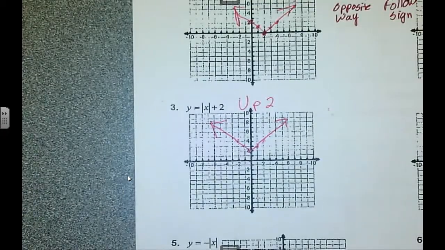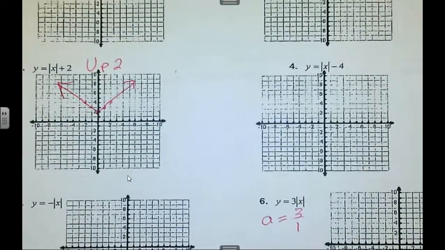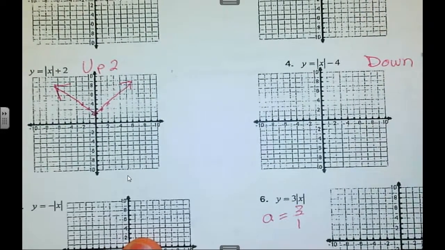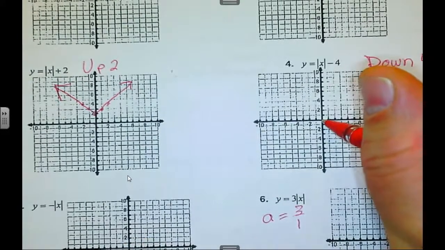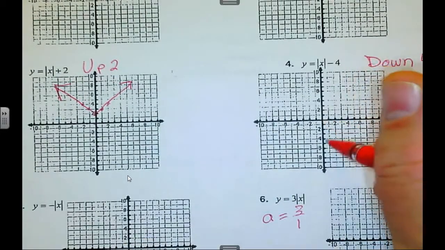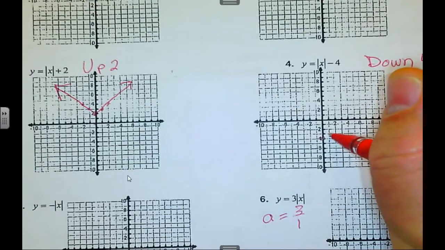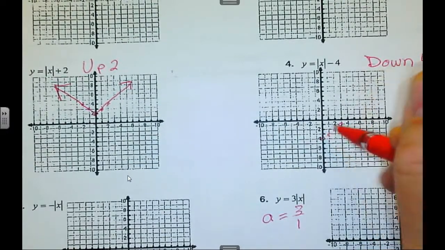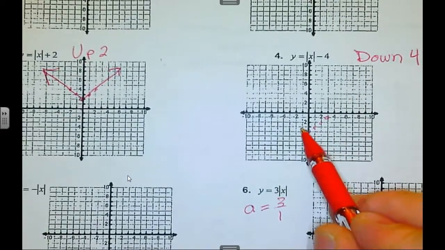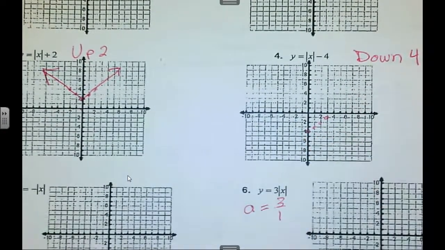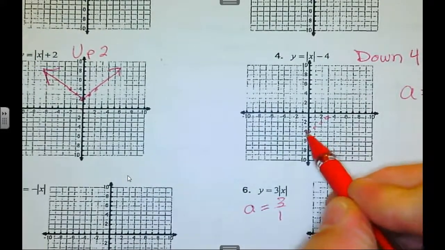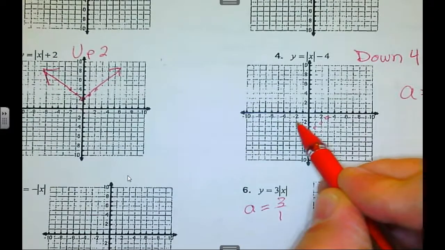How about number 4? Down 4. So, up 1 over 1, up 1 over 1, up 1 over 1, up 1 over 1. Yeah, my slope is still 1.